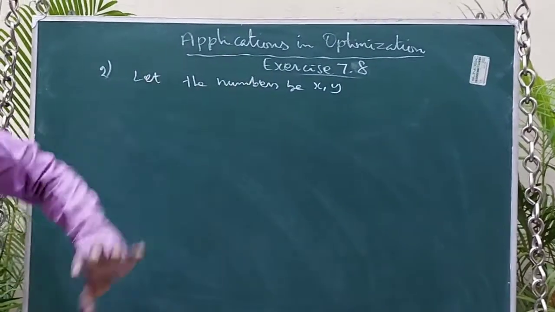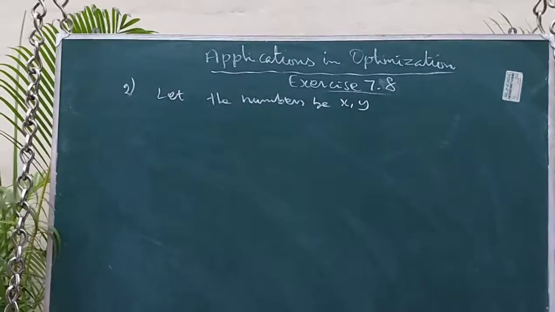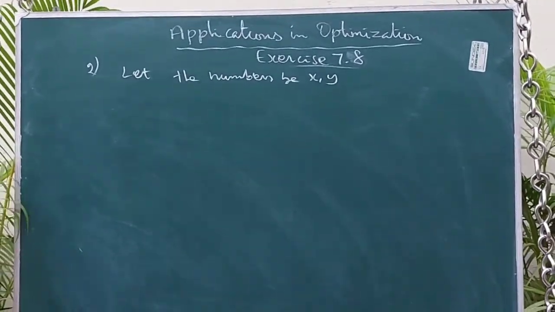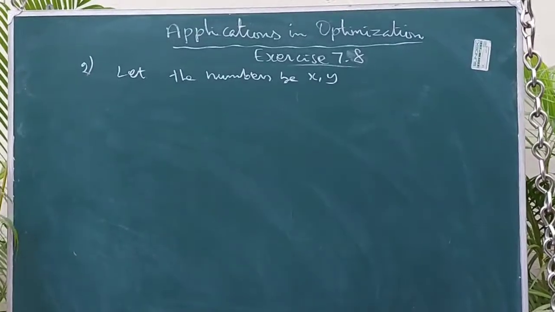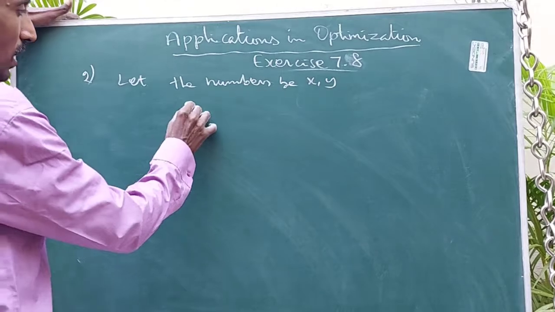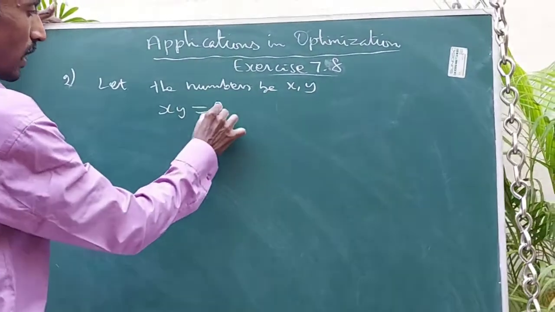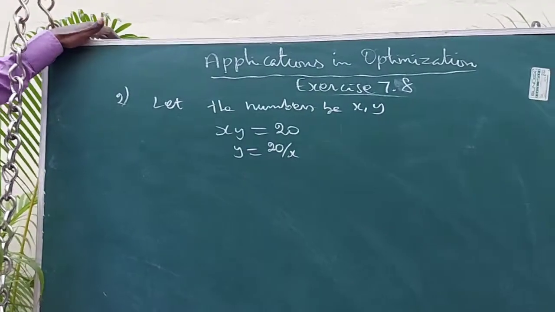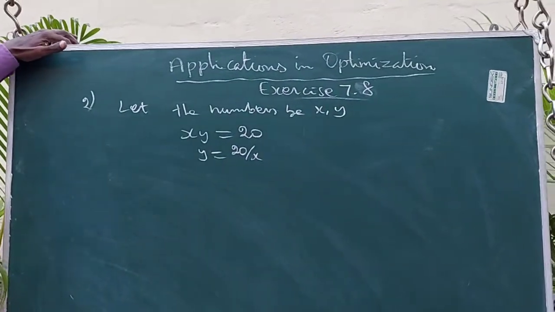Second question in exercise 7.8, like the previous question: find the two positive numbers whose product is 20 and their sum is minimum. Let me take the two numbers as x and y. Given that x into y is 20, so y equals 20 by x. Use this condition to make a single variable function.